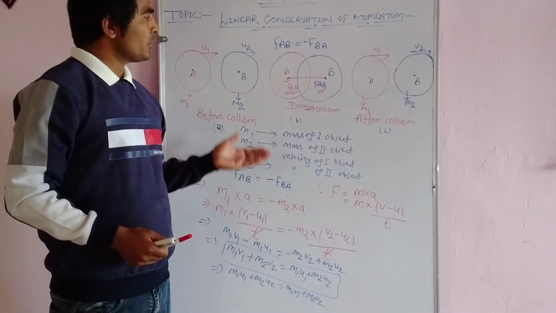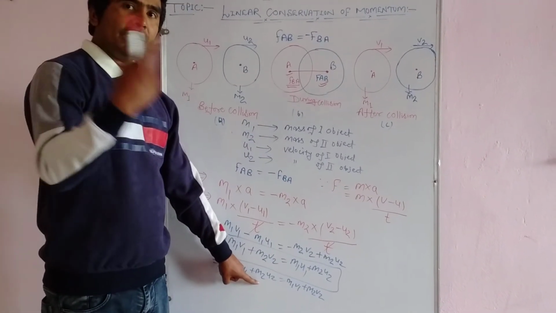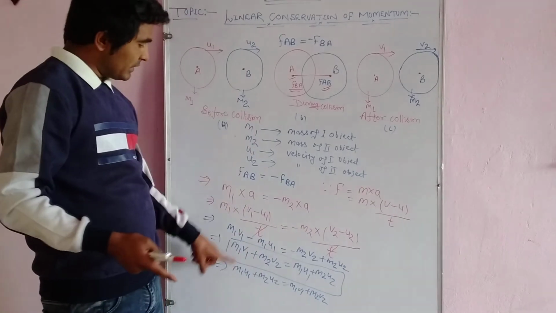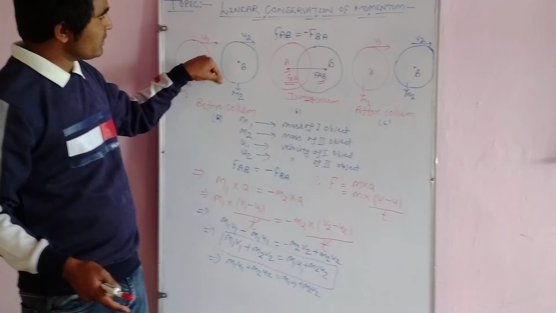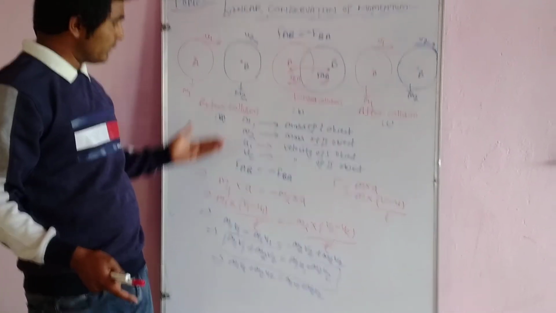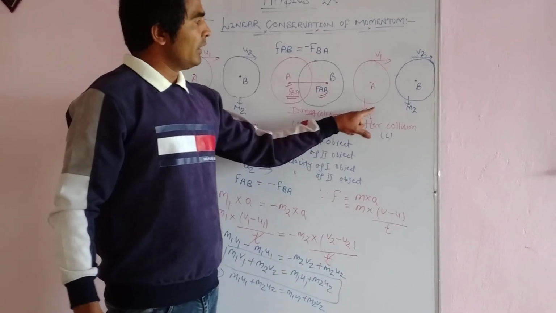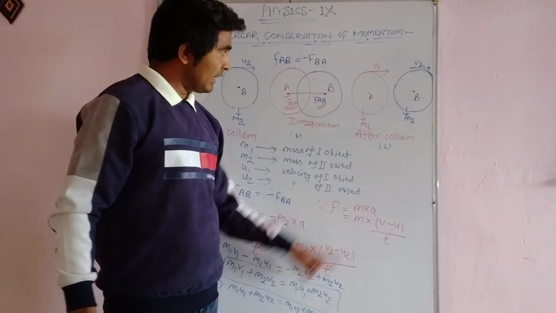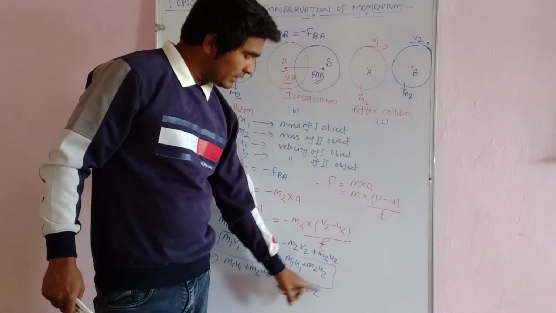According to linear conservation of momentum, we have to prove the sum of linear momentum before collision of both the objects. The momentum of the first is m1 u1 and the momentum of the second is m2 u2 before collision. The sum is m1 u1 plus m2 u2. After collision, the momentum of the first object is m1 v1 and of the second is m2 v2. The sum of both is m1 v1 plus m2 v2.